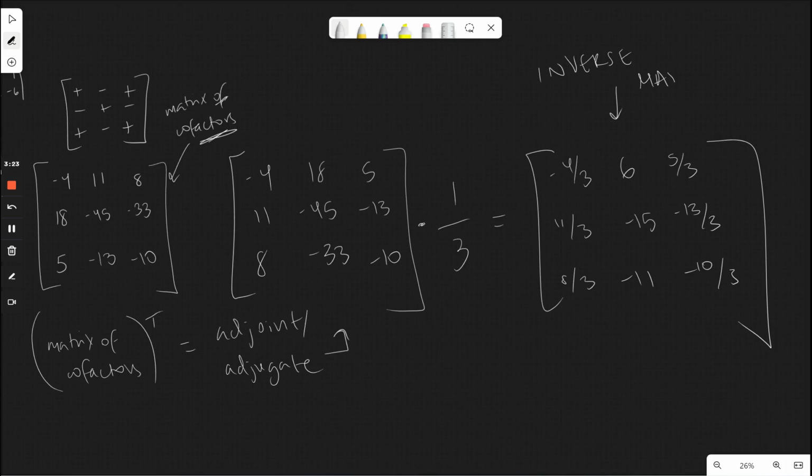And if you wanted to double check that it's our inverse matrix, you could multiply it by our original matrix and you would get the identity matrix. But I've had enough. I'm not showing you that. If you want to try it yourself, be my guest. But yes, this is how you find the inverse matrix using the adjugate matrix method.